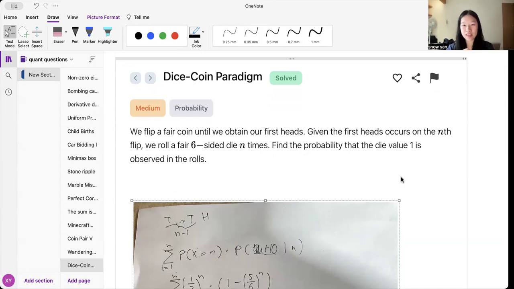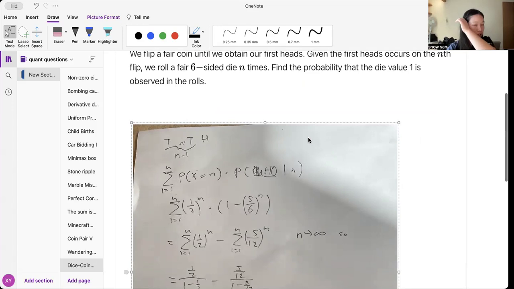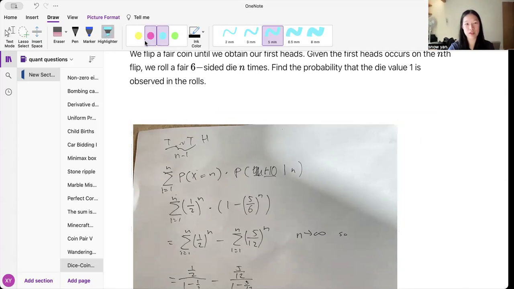So the minute we see that we have n times, that means we definitely have to condition on this. This question is basically testing our conditional probability. I can break it down into the first part of the game and the second part of the game and then combine them together. They're dependent on each other based on this n.